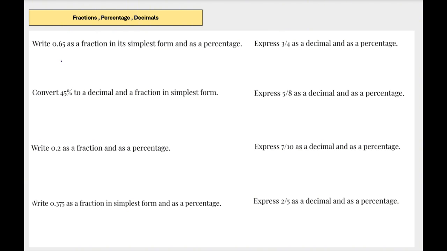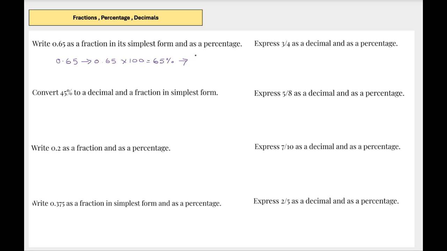So to do that, I'm going to do 0.65 times 100, which gives us our 65%. So we've got our percentage, and then it's asking us for the fraction in its simplest form.